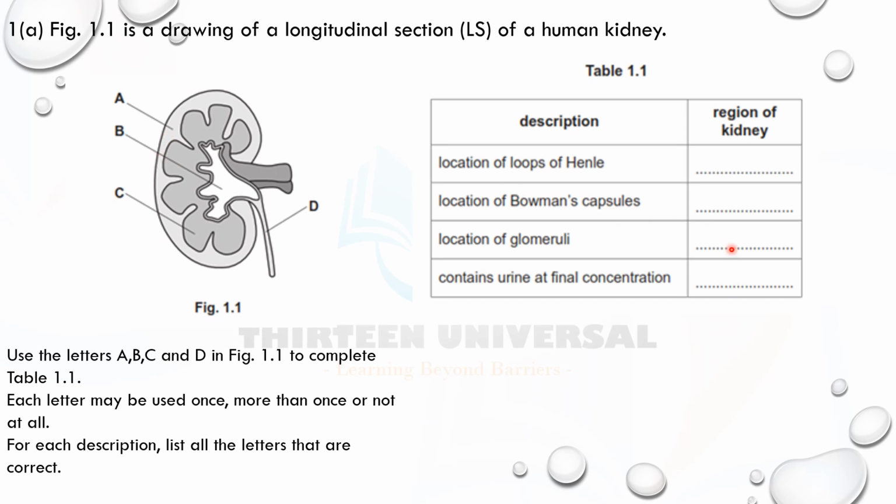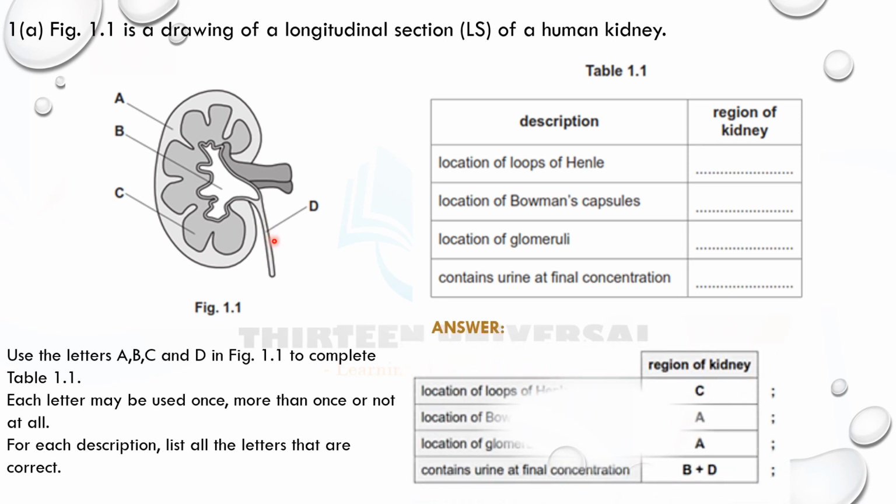Contains urine at final concentration: that urine at final concentration is found in the collecting duct, which can be found in the pelvis. Pelvis is B. D was very important. D is the ureter. So D and B. So that's the answer here, guys. All right, let's go on. Now let's go to the next question.